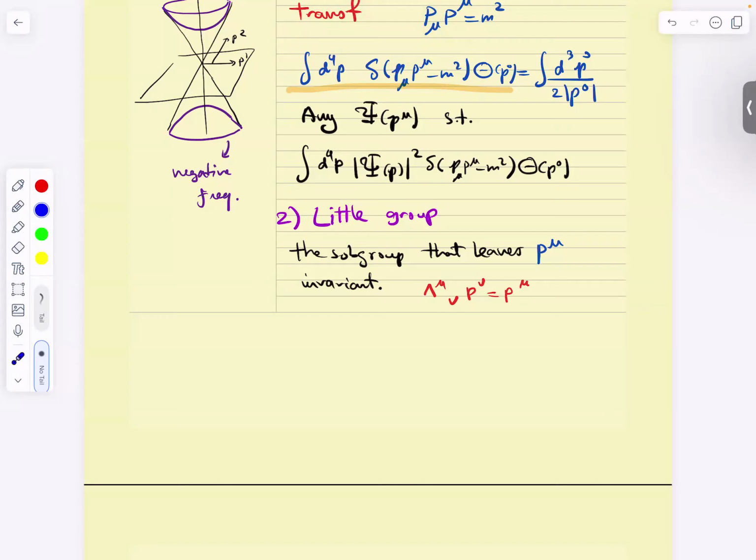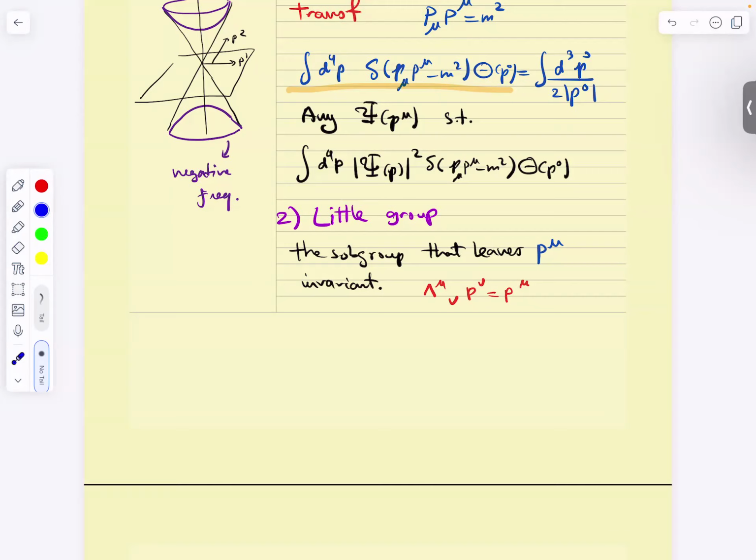It's called the little group. Let me give you an example. Here is a p vector: M, 0, 0, 0. Which part of the Lorentz group preserves this vector? Give me an example of a Lorentz group element. Huh?